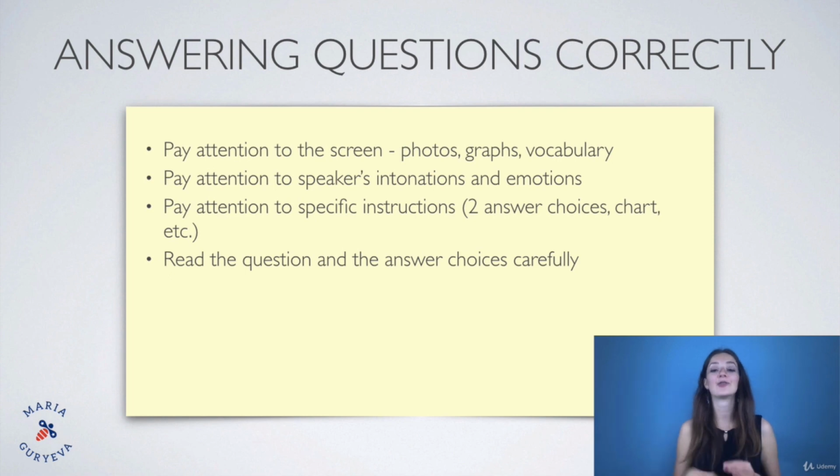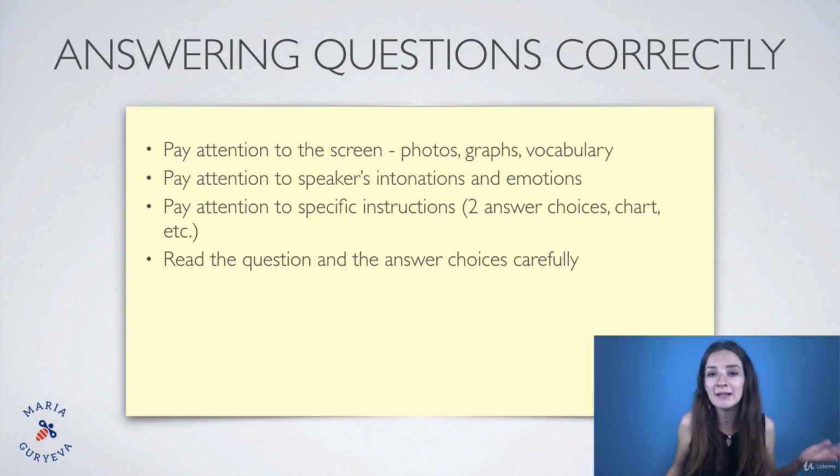Read the question and the answer choices carefully. We talked about it, especially with the chart. Always read what you're asked. With the negatives, if you have a not or except in the question, pay attention to it. Do not forget about it. It sounds obvious, right? Read the question and answer choices carefully. What is this tip?